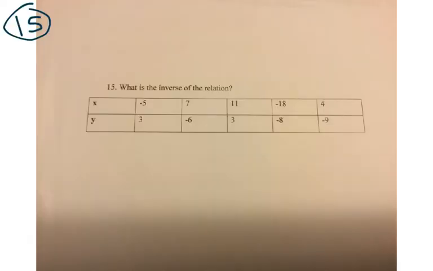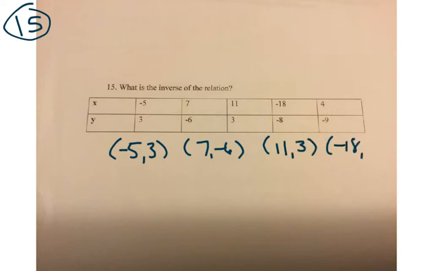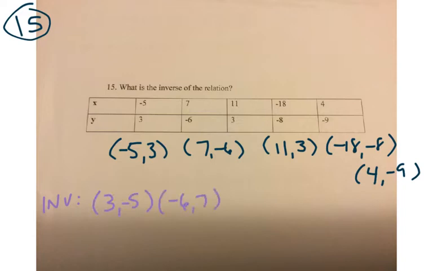In number 15, they want to know what the inverse of this relation is. The inverse of this relation is really easy. Now, the ordered pairs here, even though it's written as a table, these are the ordered pairs, right? In an inverse, all you have to do is flip-flop x and y. So the ordered pairs of the inverse are going to be 3, negative 5, negative 6, 7, 3, 11, negative 8, negative 18, and negative 9, 4.